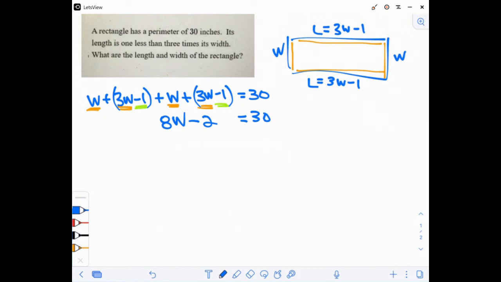So we're solving for w, so let's isolate the variable. Let's create a zero pair. What we do to one side, we got to do to the other. So I'm going to add 2 to both sides. That leaves me with 8w equals 32.